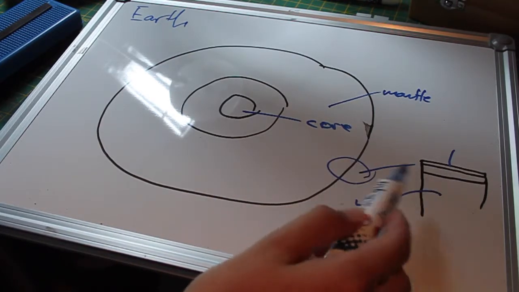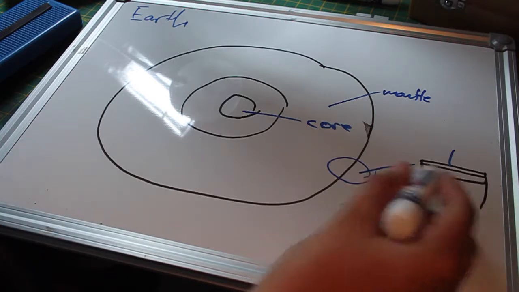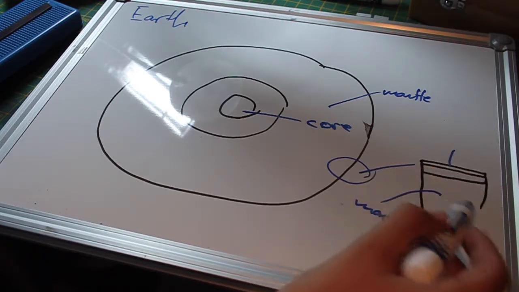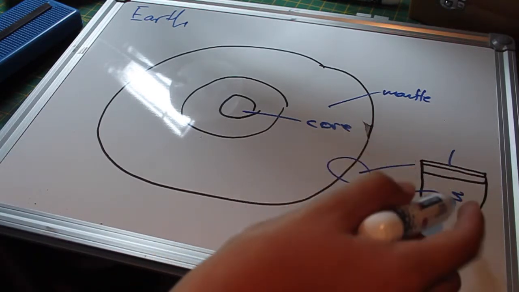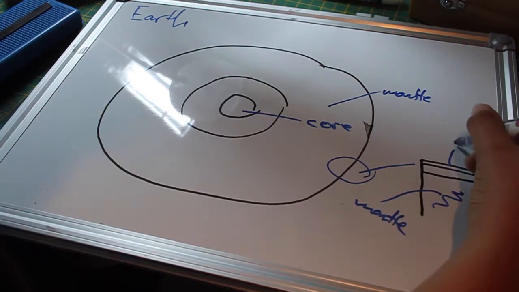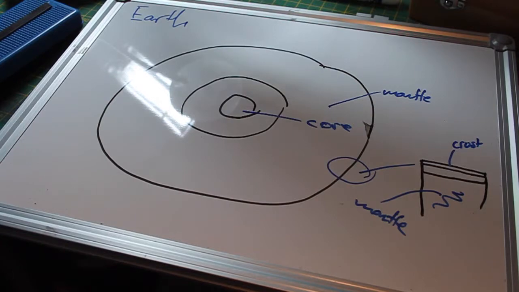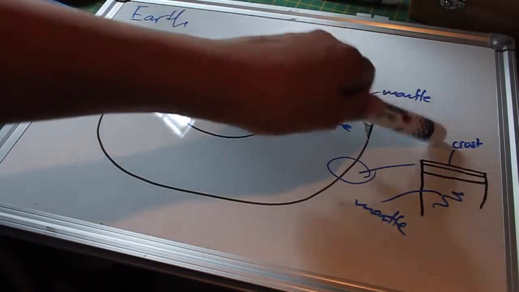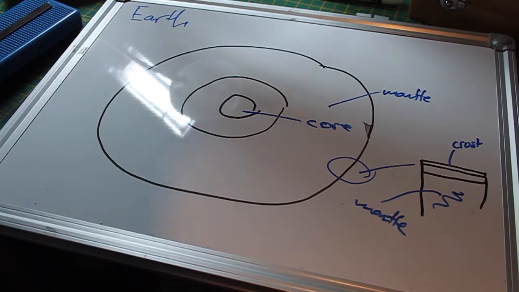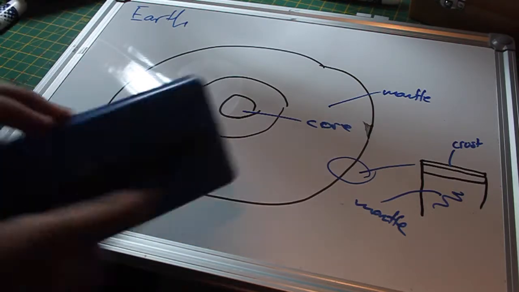If I zoom in on this bit, it will look like this. You've got three different layers. This main layer here is the mantle, and this layer here is the crust. We're going to be looking especially at the crust today, so let's move on.